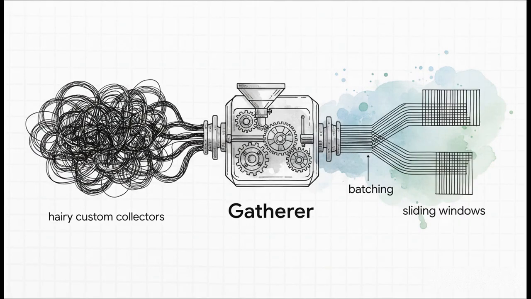So why does this matter? Well, it matters a lot. Now that this is finalized, it means we can build way more expressive and efficient streaming pipelines. We can finally throw out some of those, let's be honest, pretty hairy custom collectors we've all written. And we can easily handle common patterns like batching data or creating sliding windows. It's a huge quality of life improvement.